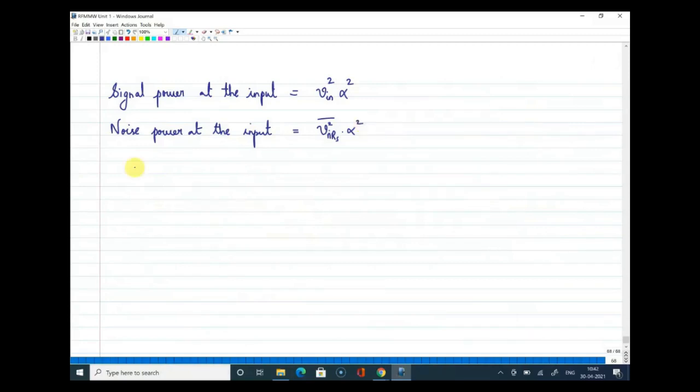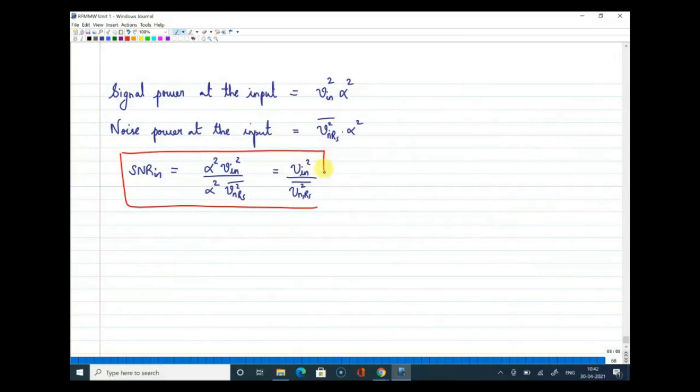So if I write signal to noise ratio at the input, SNR in, it is just the ratio of signal power to the noise power, which is equal to alpha square V in square divided by alpha square into VnRs square. This can be further written as V in square divided by VnRs square bar. That is SNR in. I hope this is clear. Just for reference, I am marking it. This is SNR input.